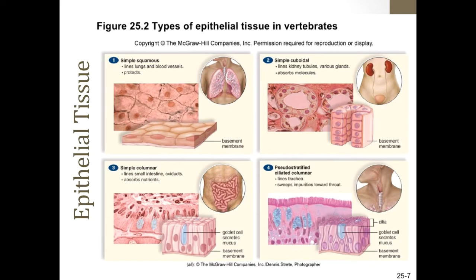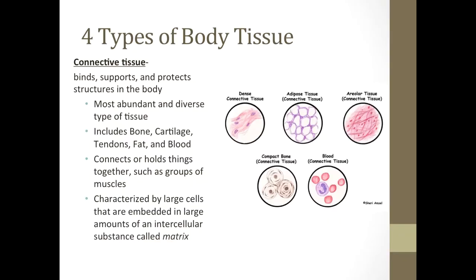I'm just trying to draw attention to how different they are while still being moderately the same. They're still the same tissue, but even though they look different, they have slightly different functions, and they're all working to maintain homeostasis. All right, and the last type of tissue is connective tissue.